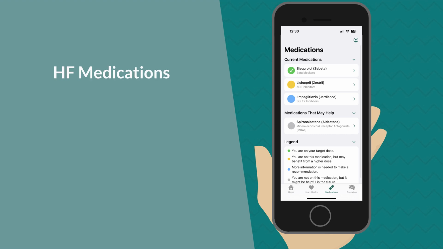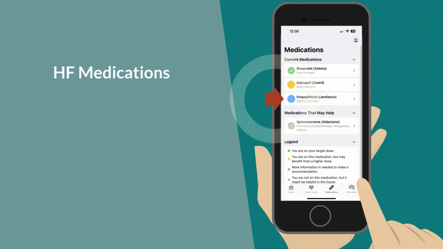In the Medication page, you can find detailed information about your core heart failure medications. There are 4 main types of heart failure medications: beta blockers, renin-angiotensin system inhibitors such as ACE inhibitors, ARBs, and sacubitril/valsartan, mineralocorticoid receptor antagonists, and SGLT2 inhibitors. These medications are organized into 2 sections.